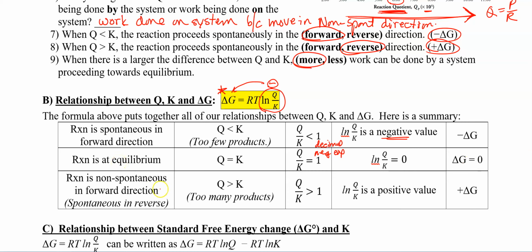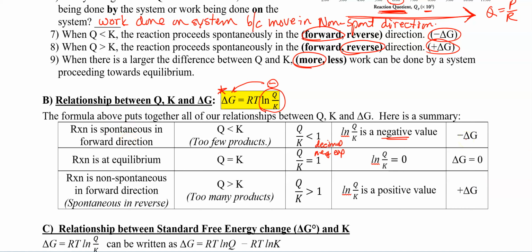And then obviously the opposite, Q is greater than K. That's going to be greater than 1. That's going to be a number with a positive exponent. And so the ln of it is a positive value, which means that our delta G is positive. So we want to start thinking about, when a reaction is non-spontaneous in the forward direction, that's when you have that positive delta G. When it's spontaneous in the forward direction, you have a negative delta G.